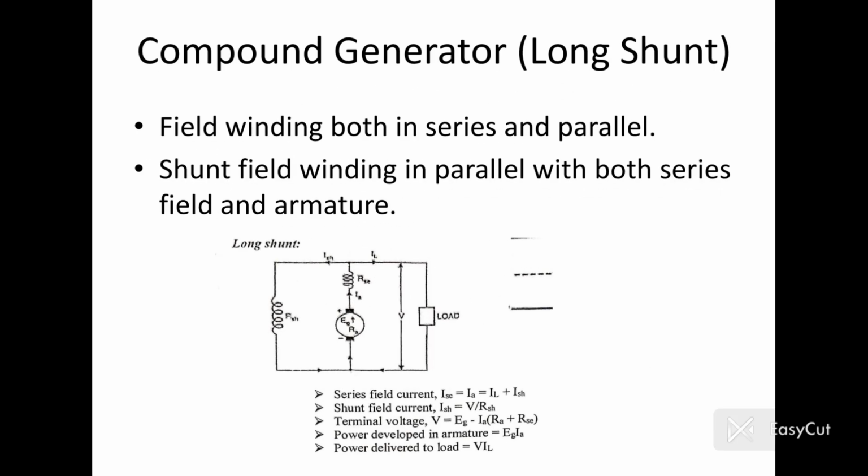B. Long shunt compound generator. Here, the shunt field winding is connected across both the armature and series field. From the diagram, write series field current, Ise equals Ia equals IL plus Ish. Write shunt field current, Ish equals V divided by Rsh. Write terminal voltage equals Eg minus Ia times (Ra plus Rse). Write power developed equals Eg into Ia. Write power delivered to load equals V into IL.